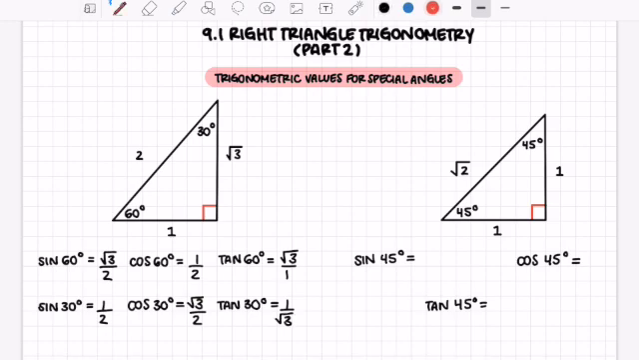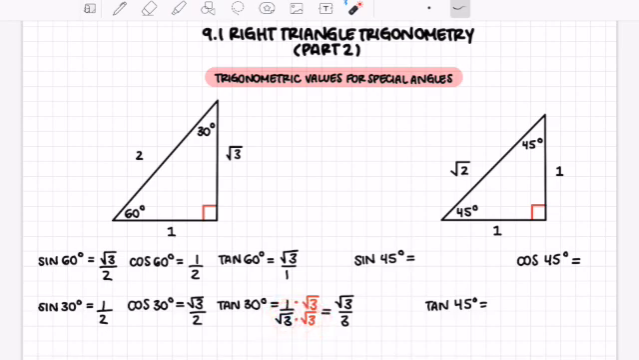Which again, reminder, make sure that you don't have a radical sign on the bottom of your fraction. So we have to multiply square root of 3 to both top and bottom. That gives us square root of 3 over 3. Because again, you cannot have a radical sign on the bottom of your fraction.